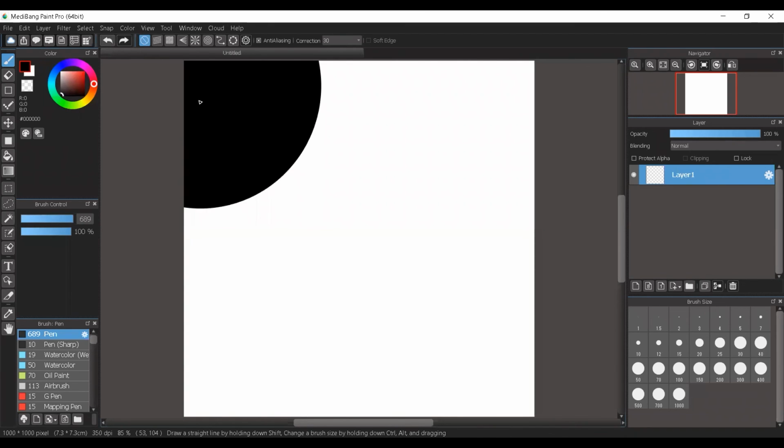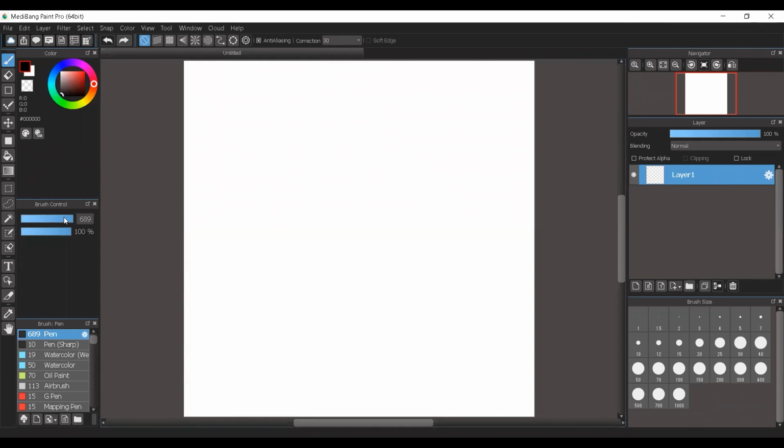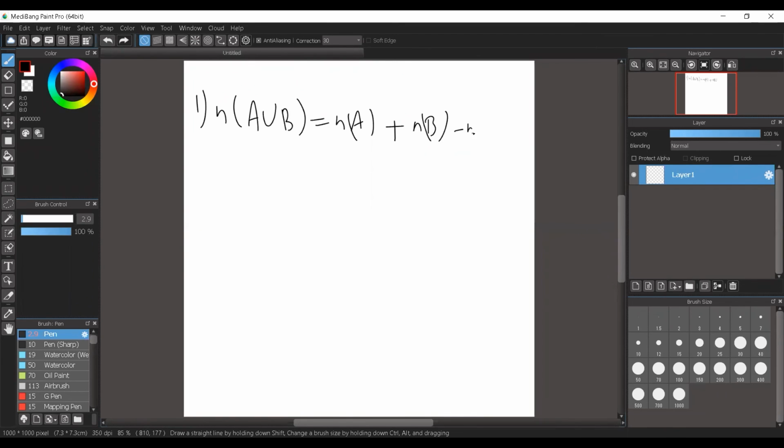Well, here we have the first formula. The first formula we have is N of A union B equals N of A plus N of B minus N of A intersection B. Now we're going to use it here, as we need to prove that N of A union B equals N of A plus N of B minus N of A intersection B.